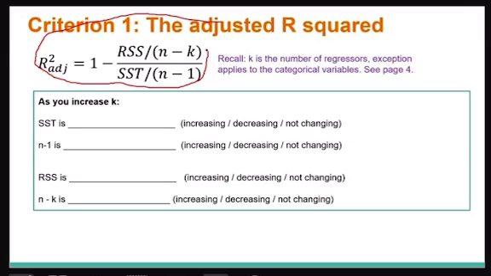Okay, now I have a question here. As you increase K, what will happen? When I increase the number of regressors, can somebody tell me what will happen to the sum of squares total? What will happen to the total variation when I increase K, the number of regressors in my model?